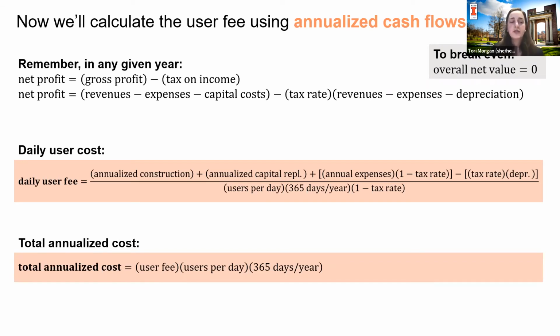If we, instead of looking at the daily user fee, so how much we're going to charge each user per day, we can also just look at how much we are going to make in the year, so the total annualized cost. And that's just by multiplying the user fee by the users per day by 365 days in the year.